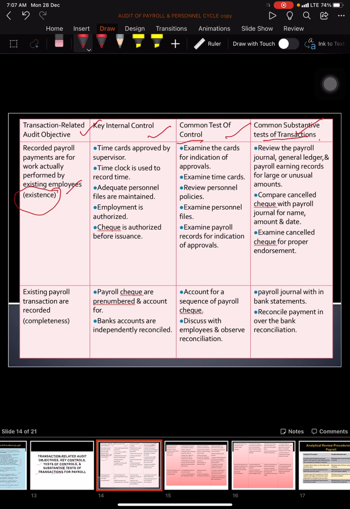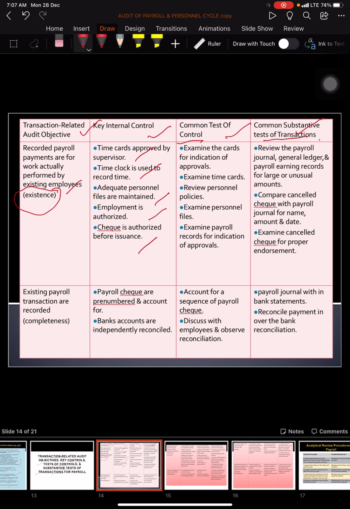So what we have to do is see the time card approved by the supervisor, and then see whether there is a time card, punch card, clock in and so on. And then adequate personnel files should be maintained, and employment is authorized. So there is no related or family members being entered without authorization. And then check is authorized before issuance. So it means that there must be proper authorization.